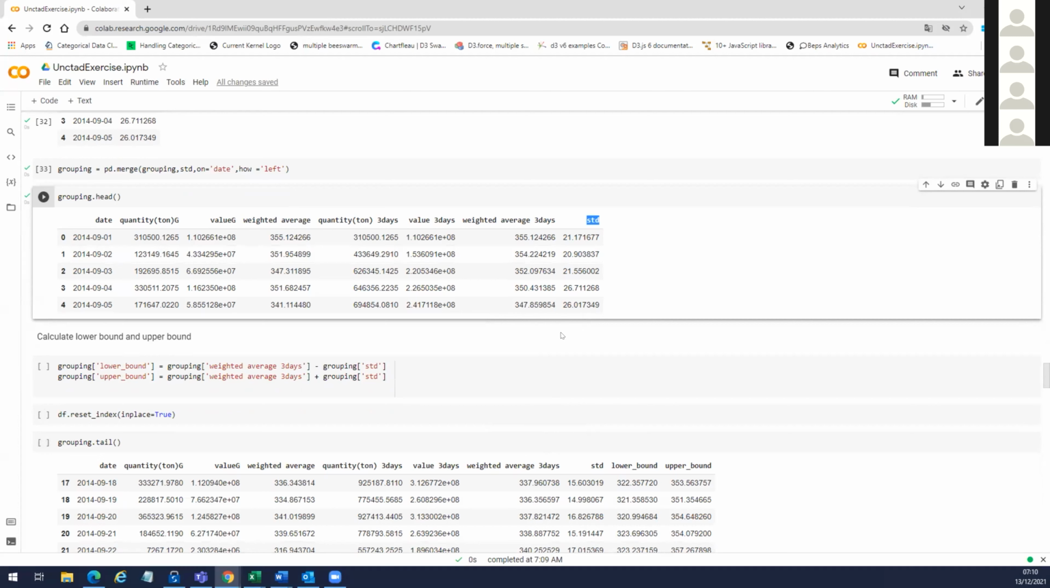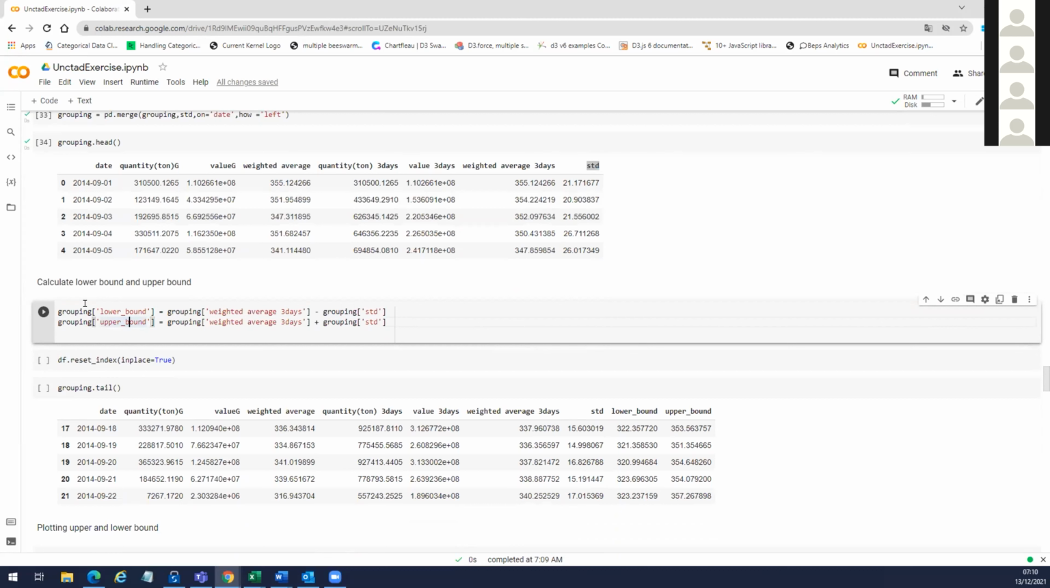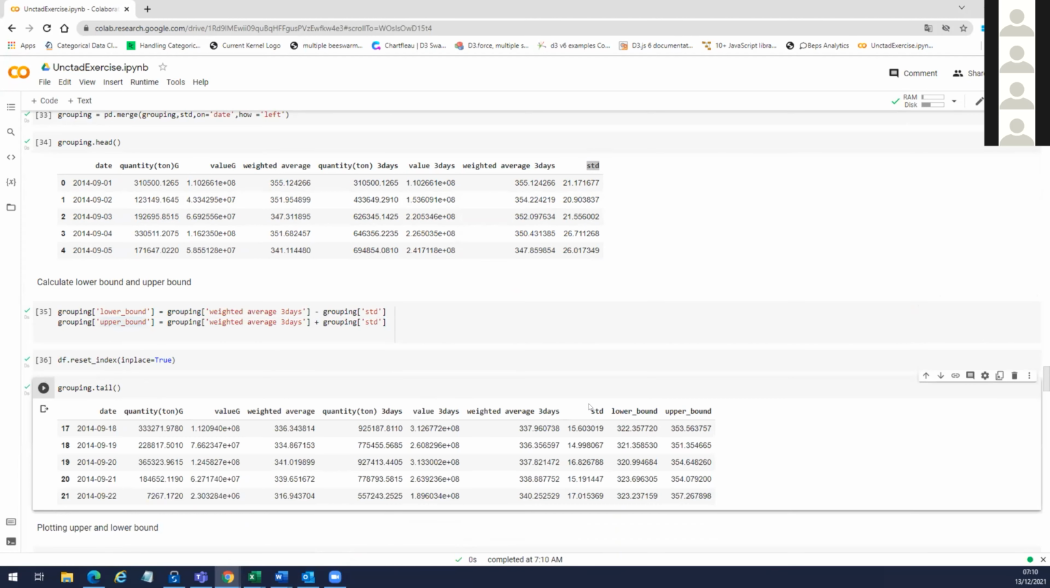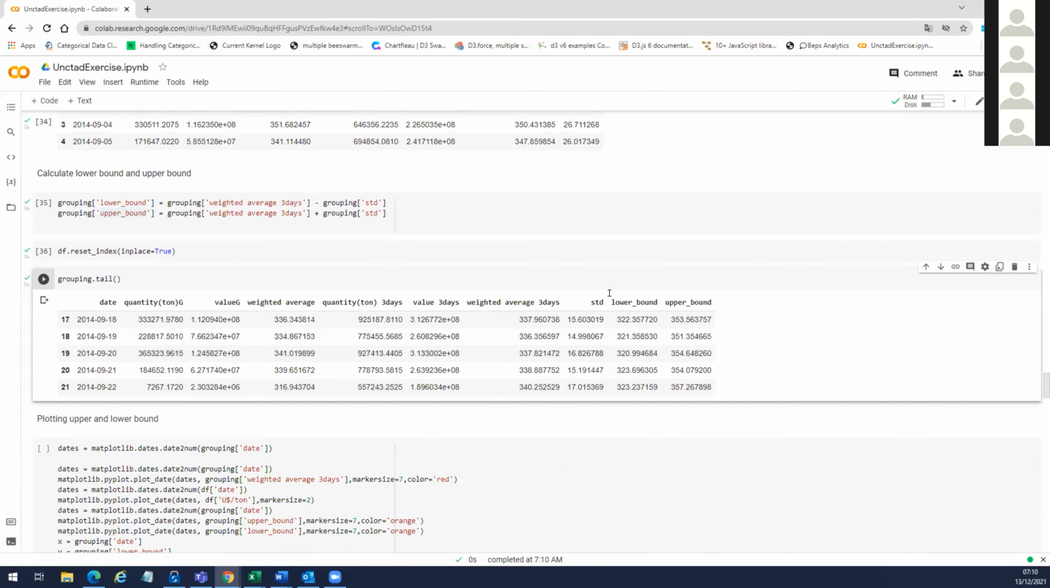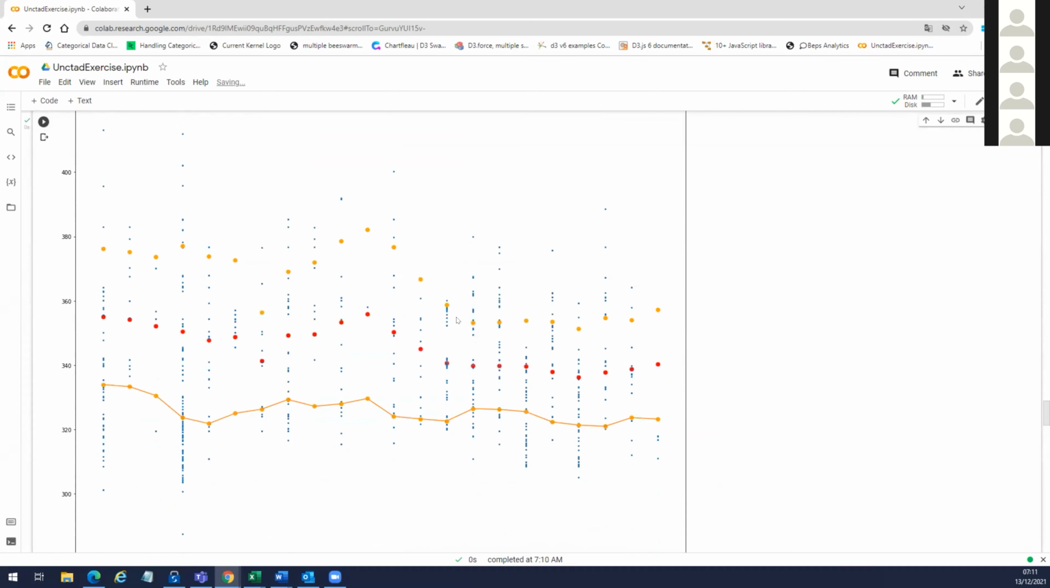The lower bound is the weighted average minus standard deviation. The upper bound is weighted average plus standard deviation. And this cell does it in the grouping. Lower bound is the weighted average minus standard deviation. Upper bound is weighted average 3 days plus standard deviation. And then we have in our grouping the calculus of lower bound in this column and upper bound in this column. And then I will plot, to look at our price filter range.